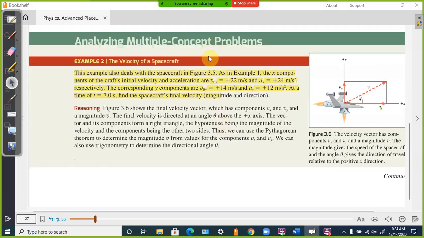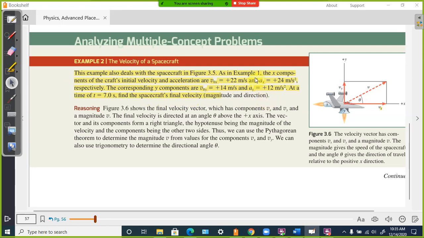Next example says the velocity of a spacecraft. This example also deals with the spacecraft in figure 3.5. As in example 1, the x component of the craft's initial velocity and acceleration are v0x, 22 meters per second, and ax, 24 meters per second squared, respectively. A corresponding y component of v0y is 14 meters per second, and an ay is 12 meters per second squared. At time t equals 7 seconds, find the spacecraft's final velocity, magnitude, and direction.